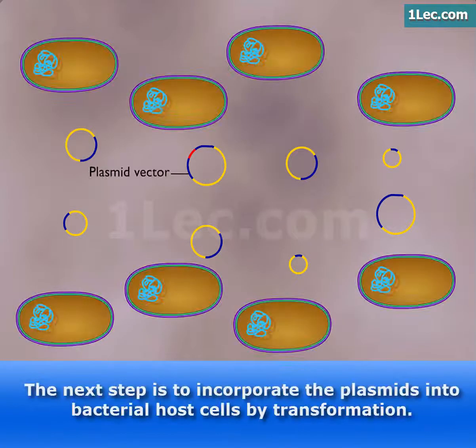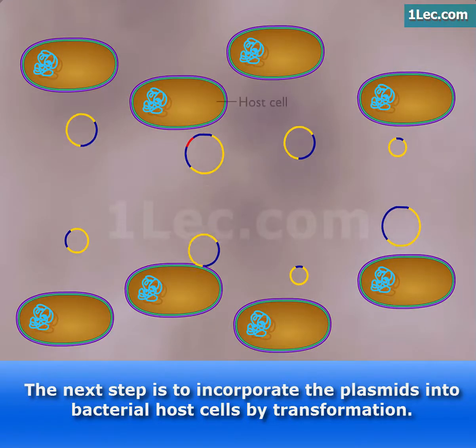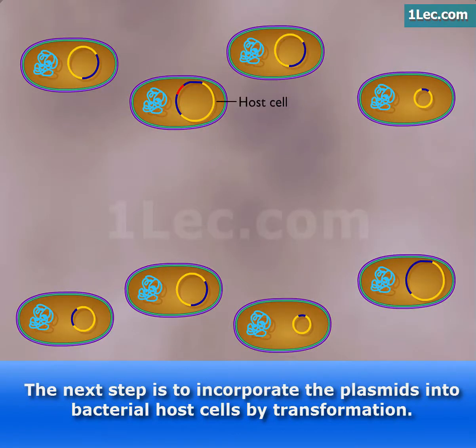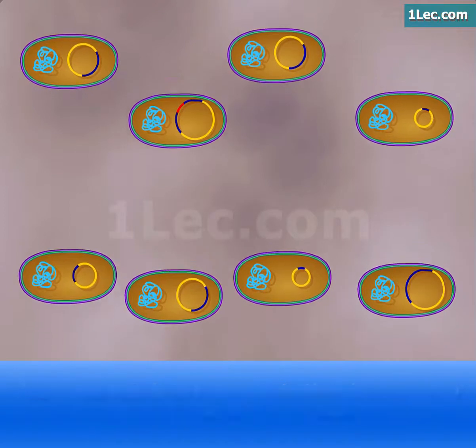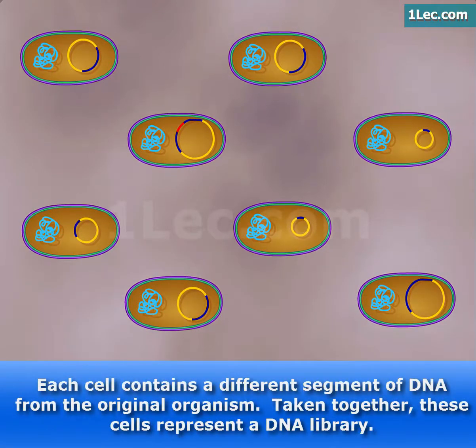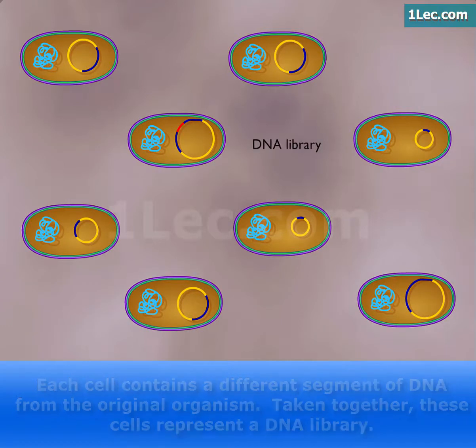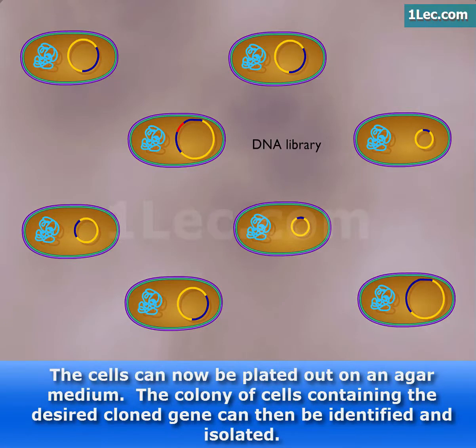The next step is to incorporate the plasmids into bacterial host cells by transformation. Each cell contains a different segment of DNA from the original organism. Taken together, these cells represent a DNA library. The cells can now be plated out on an agar medium. The colony of cells containing the desired cloned gene can then be identified and isolated.